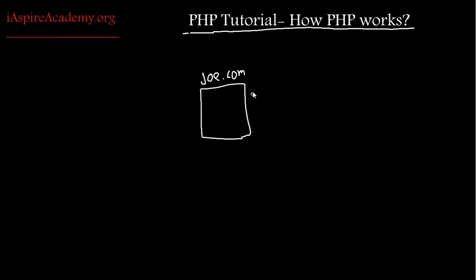Now the way it works, let's say a typical PHP code would be something like, let me write it here. Let's say it's called index.php or maybe abc.php.